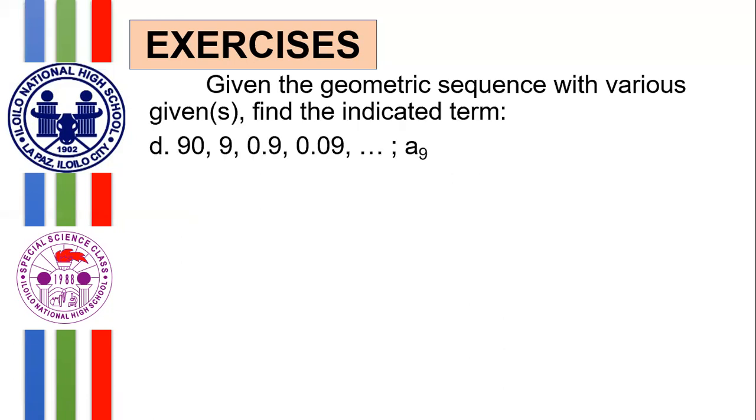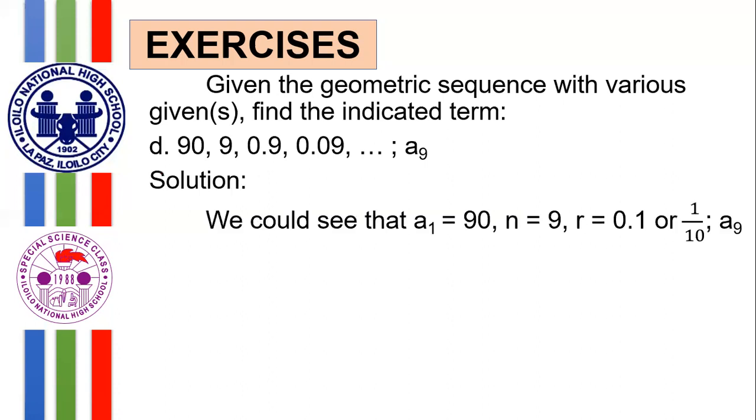Letter D, 90, 9, 0.9, 0.09, and so on. Is this still a geometric sequence? Yes. In fact, the first term here is 90. We're looking for the ninth term, so n has to be 9. And your common ratio here is 9 divided by 90, 0.9 divided by 9, 0.09 divided by 0.9, and so on, which is 0.1. Or if you wish, 0.1 as a decimal or as a fraction, that's 1/10.